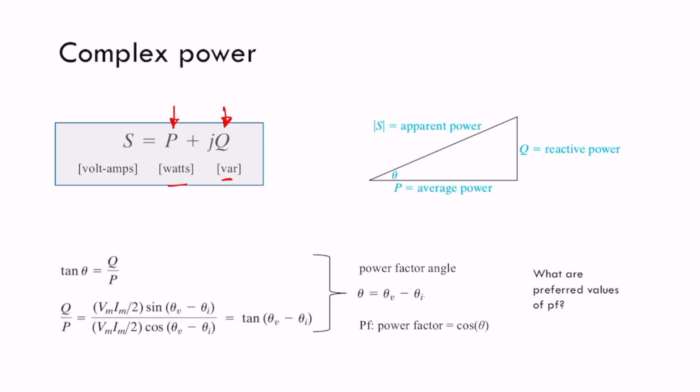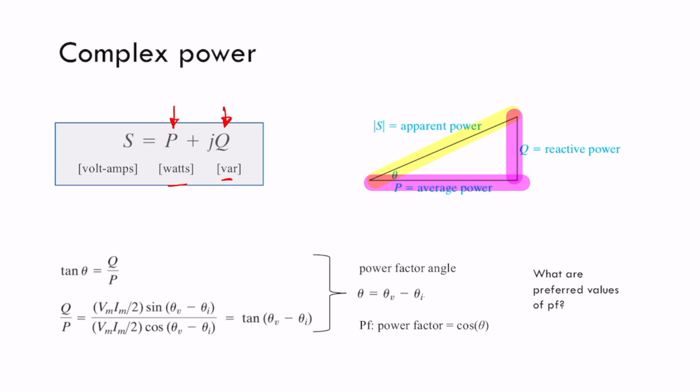And I have something very interesting here. This is a complex number, so I can represent it in the complex plane. This is the real part, this is the imaginary part, so this is how this complex number looks. Of course, it has a module, which is called apparent power. This is the module of this complex number, and there is an angle associated with it.